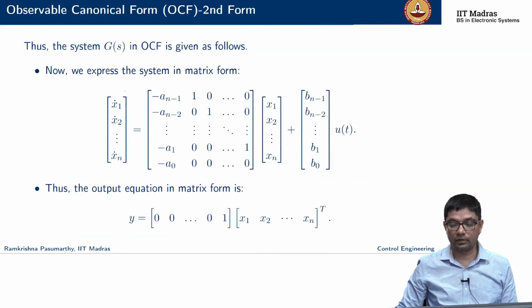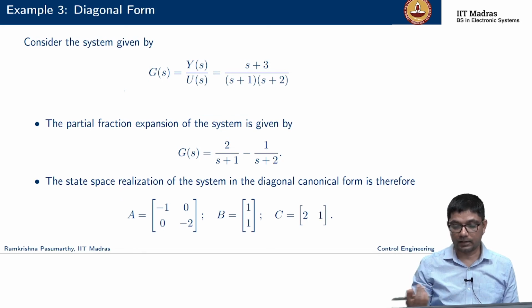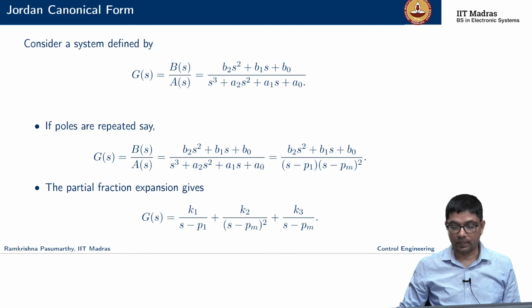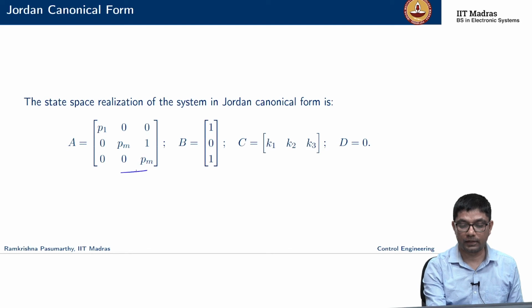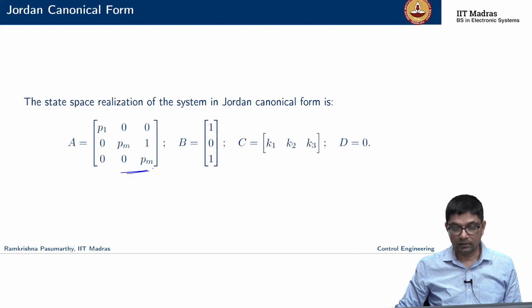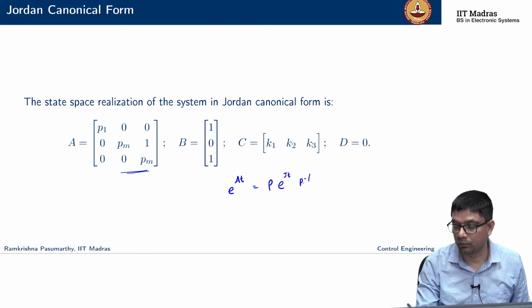We also see how controllability analysis becomes a little simpler. Some of these examples we can quickly work out and check that this A, B and C will give me the same transfer function. Similarly, with the Jordan form, I can still have Jordan blocks of this form as we saw earlier, and then e power At will be equal to P e power Jt P inverse.